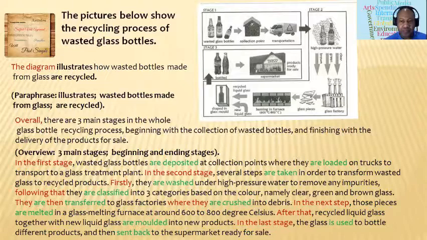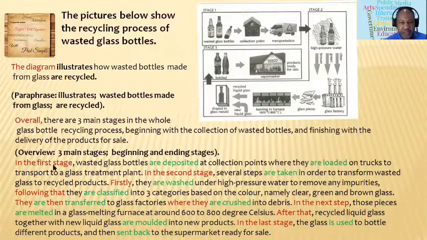So there, the overview: 3 main stages, 1, 2, 3, beginning and ending stages. That's all you need. So this has sufficiently covered the process and it's accurate. So here we go through different stages. And there's a prominent use of passive tense, passive voice, which there should be.